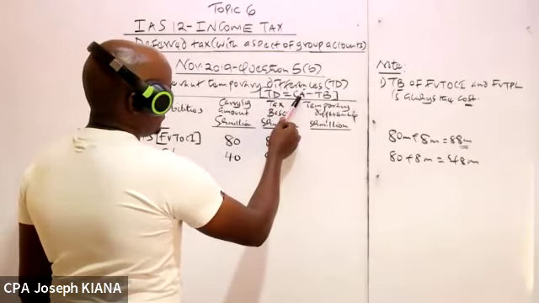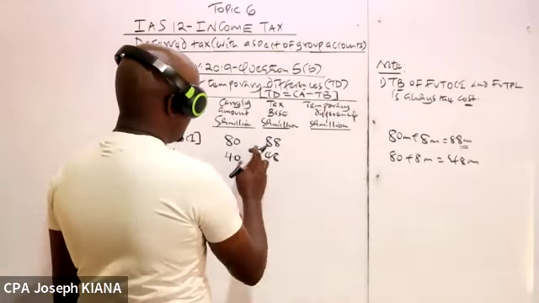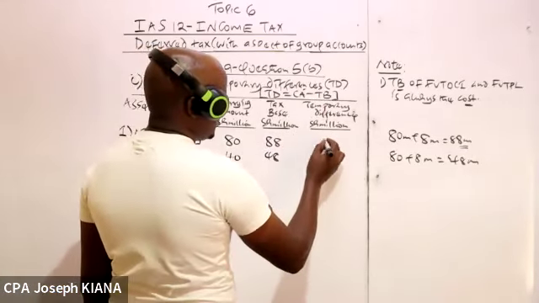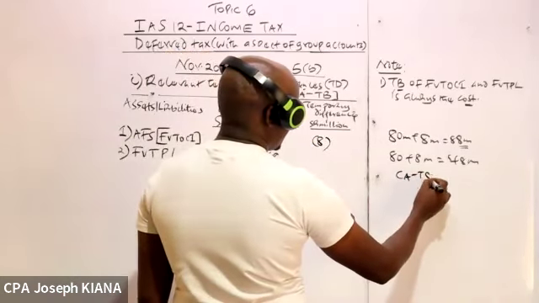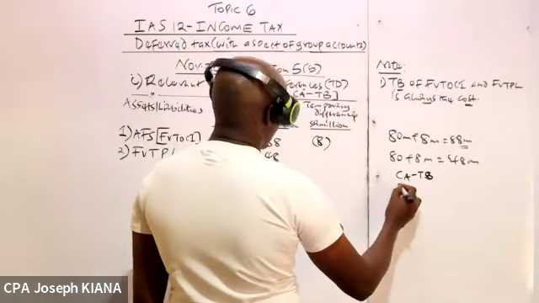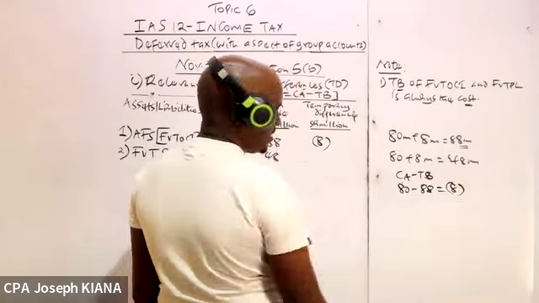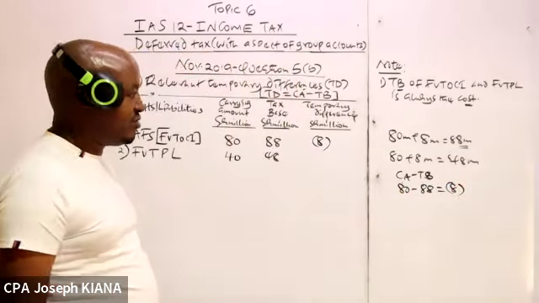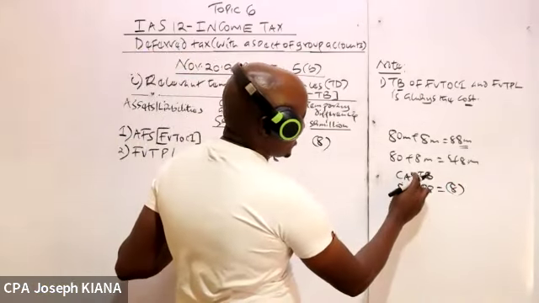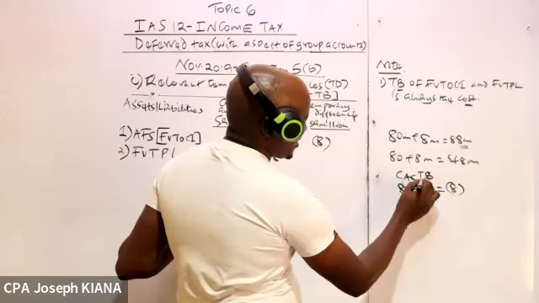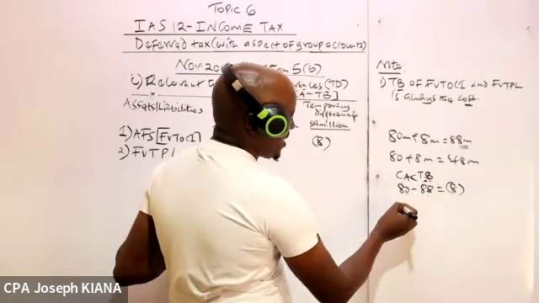Temporary difference will be equal to carrying amount, whatever you have here, minus tax base. So we take this minus this, which will give us -8, because we take carrying amount minus tax base. So carrying amount is 80 million minus 88. This will give us -8. Now, what is also important for you to note here is that the tax base here is more than carrying amount.